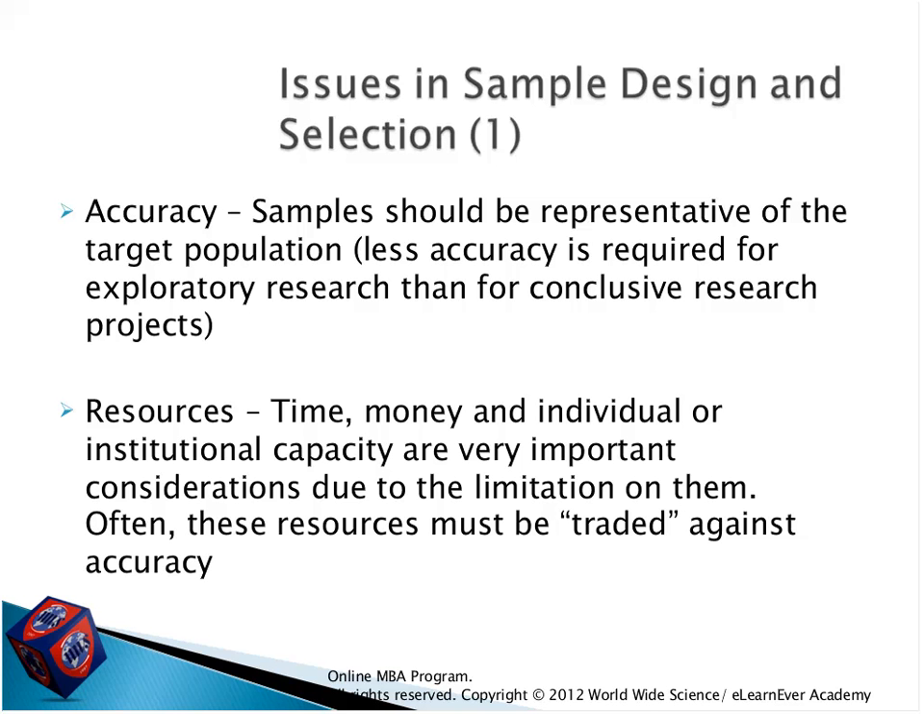So the main issues in sample design and selection are accuracy and resources. It depends on the nature of your research, and it depends on your research question, how you want to answer this research question, and also accuracy and resources. It may be in terms of time, money, and capacity. All of these will influence which method of sampling you should choose for your research.